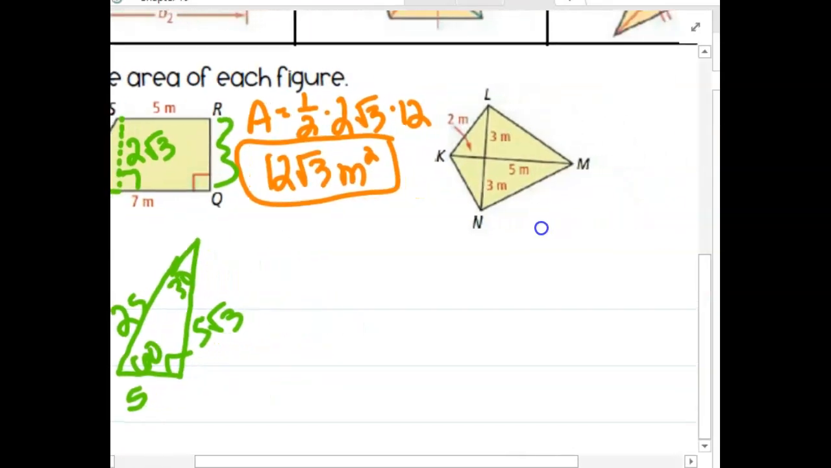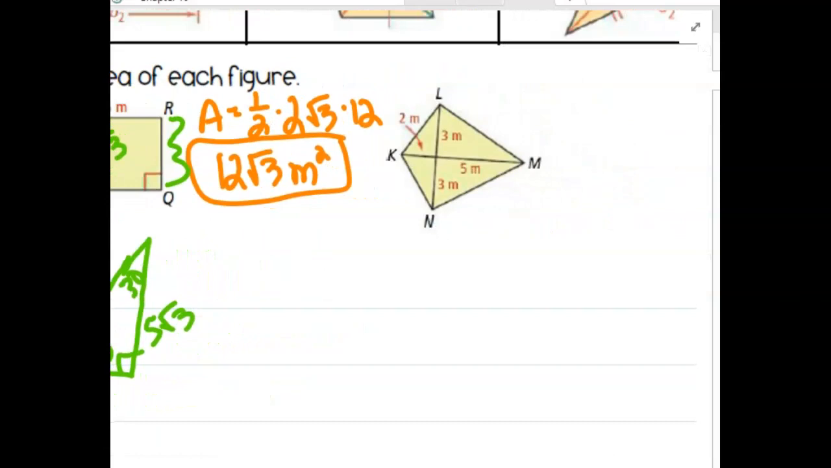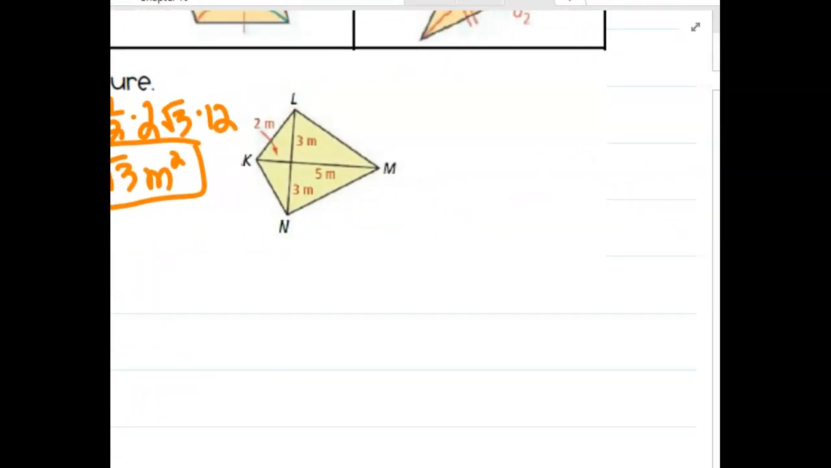Okay, questions on that trapezoid? Okay, we're going to spend a lot of our time and energy today on trapezoids because the kites and the rhombuses are really pretty simple. Remember, with the kite and the rhombus, you're going to take each diagonal, the whole entire diagonal, multiply them together, and then take half of that. So in this one, they give me all the information I need.